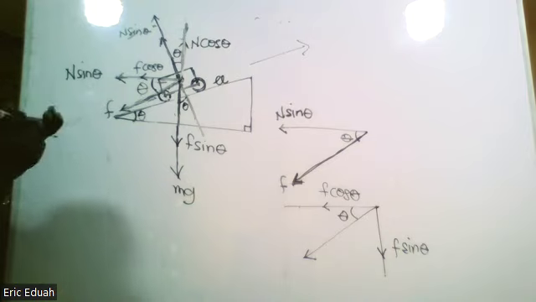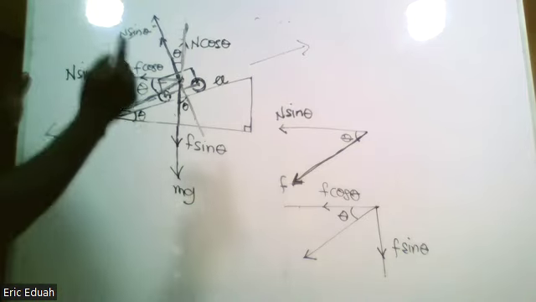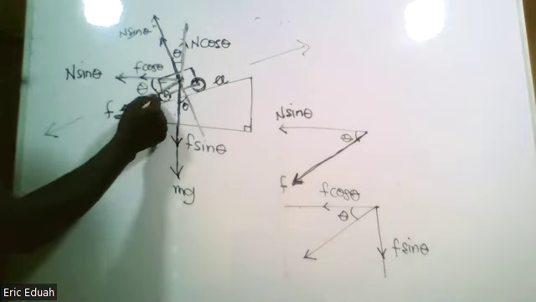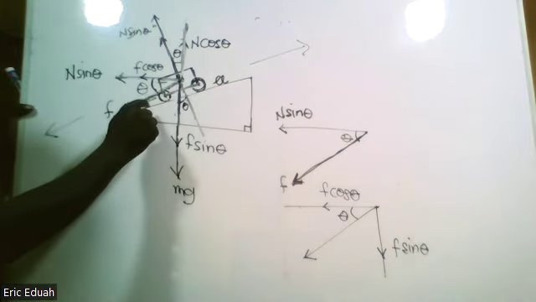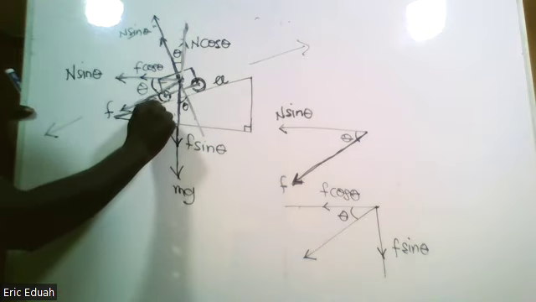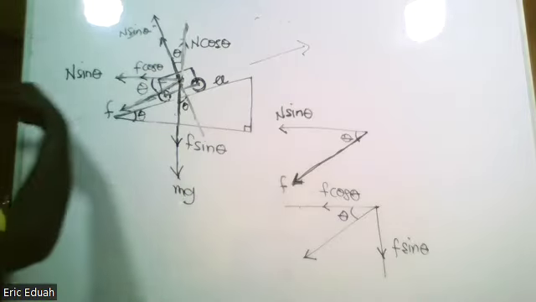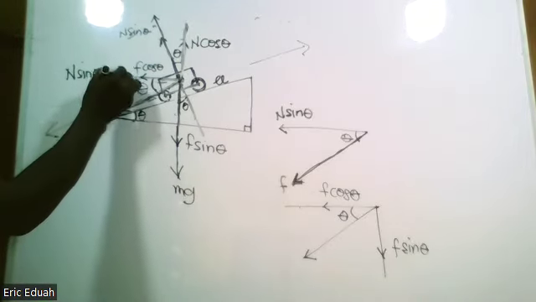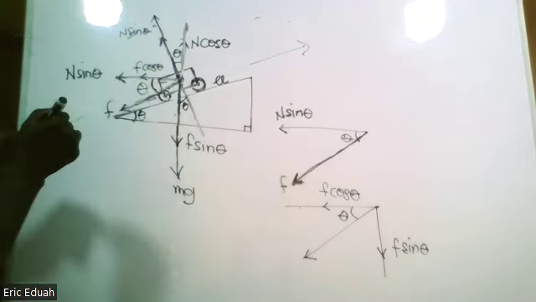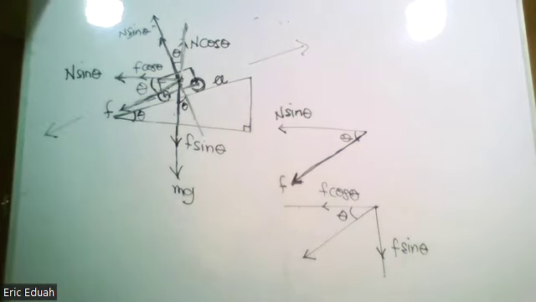So we are getting this component because of the banked road, and we are also considering the frictional force between the road and the tire. So they are all acting along the same direction. That is the reason I'm placing it on the N cos theta, N sin theta. Are you okay?